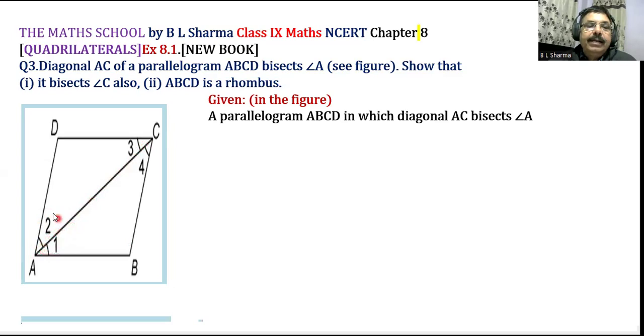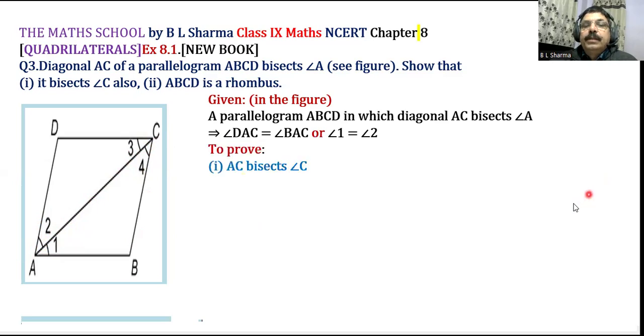If angle 1 and angle 2 are bisected, then it will bisect angle C also. Means we have to prove that angle 3 is equal to angle number 4. This is given. To prove: AC bisects angle C, means angle 3 is equal to angle 4. We have to prove it.